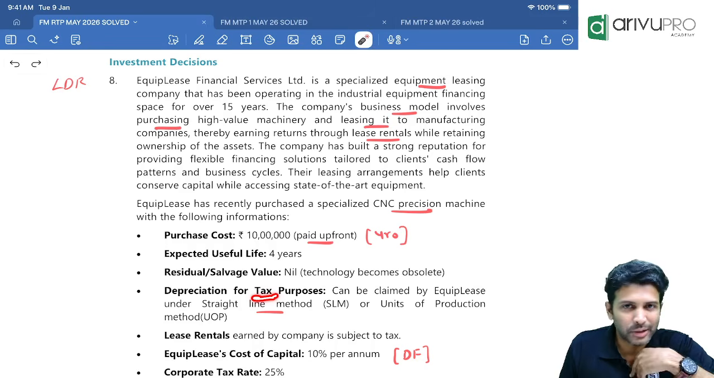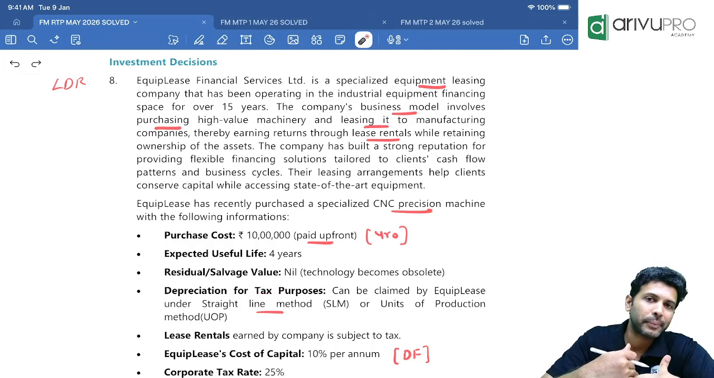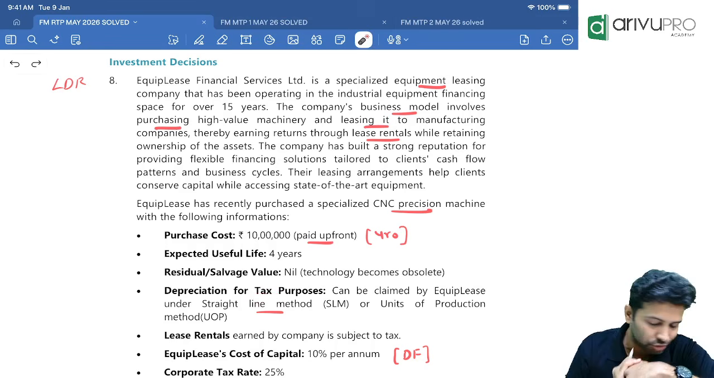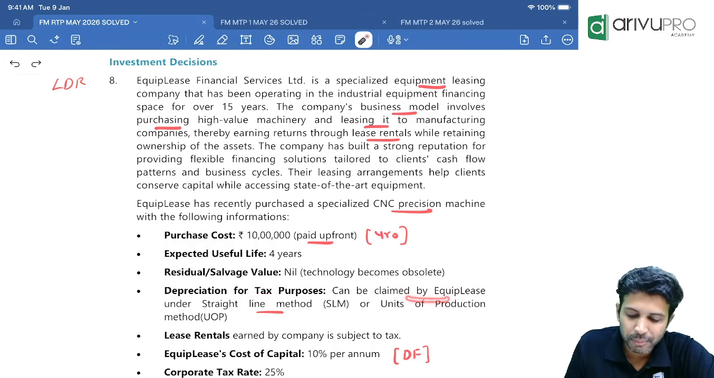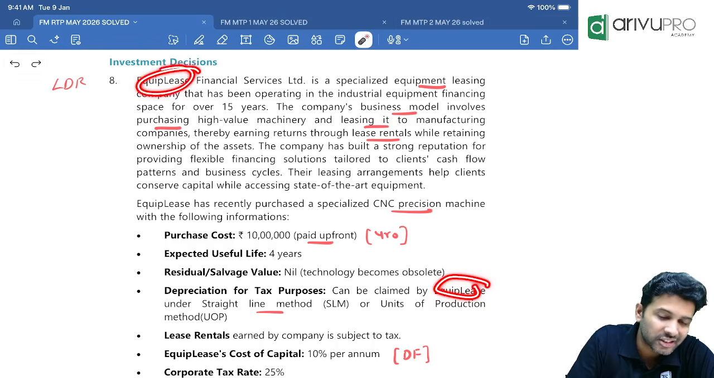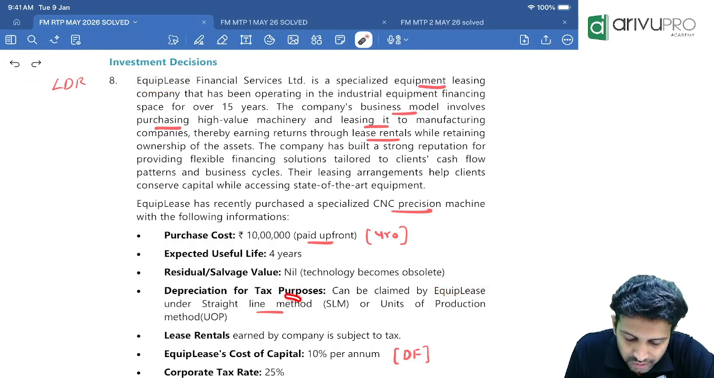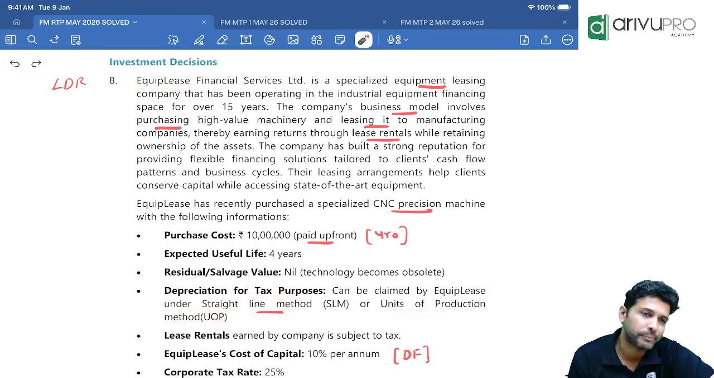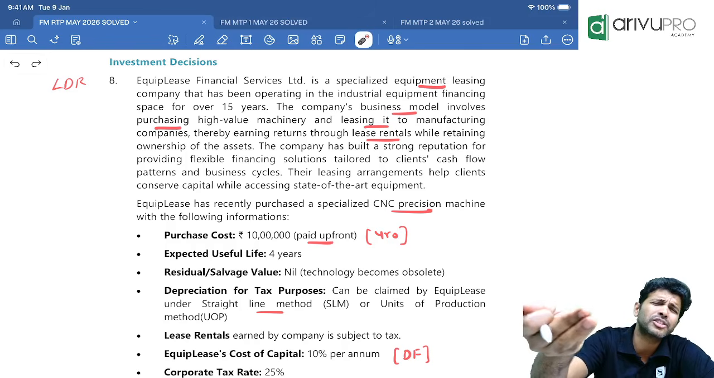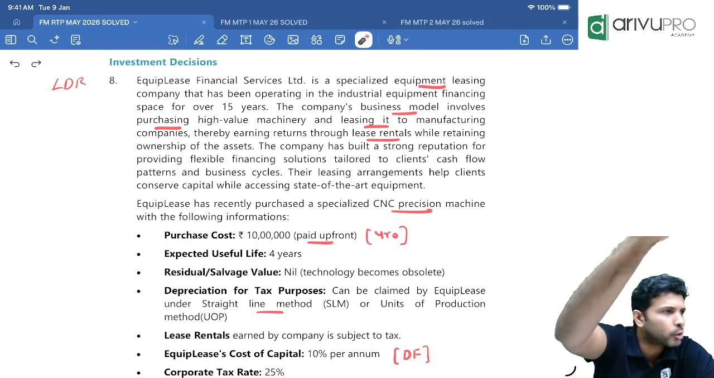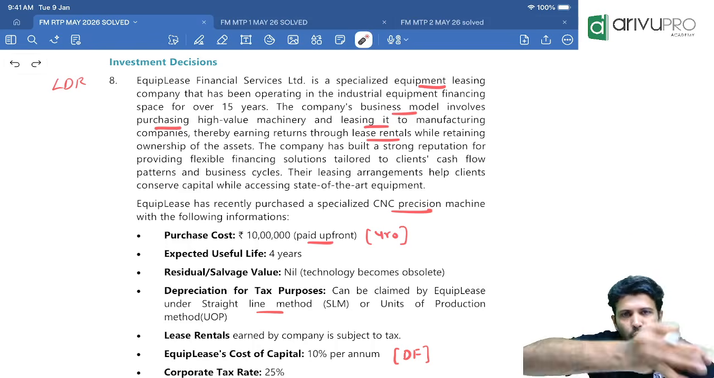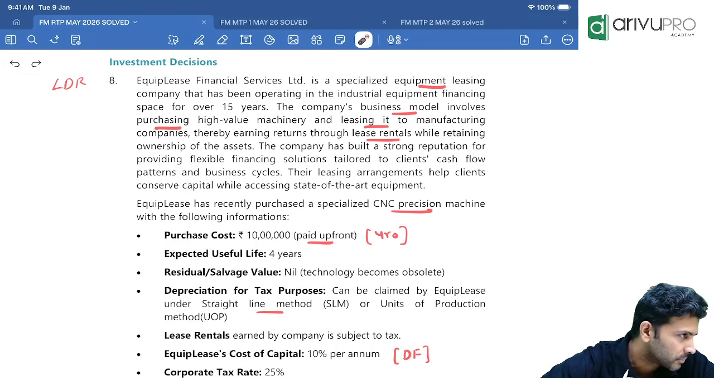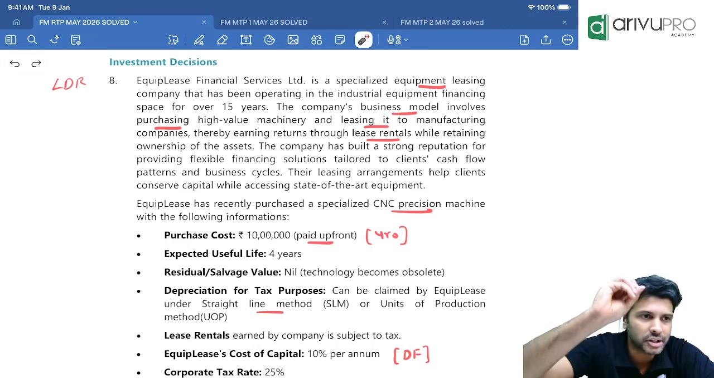Depreciation for tax purposes. We know that in an investment decision, we have to take depreciation based on income tax, not as per accounts. So they've given that depreciation can be claimed by Equip Lease, that's our company, under either the straight line method or the units of production method, UOP. The Income Tax Act allows us either SLM or UOP. Units of production means using the machinery will produce goods, no? In that ratio, you can calculate and claim depreciation if you know the production details.